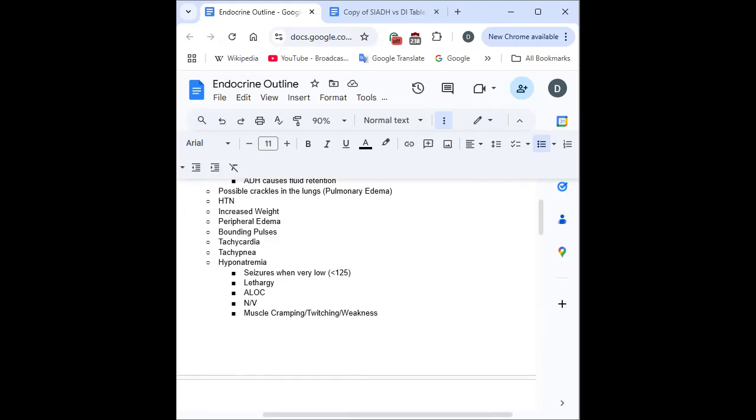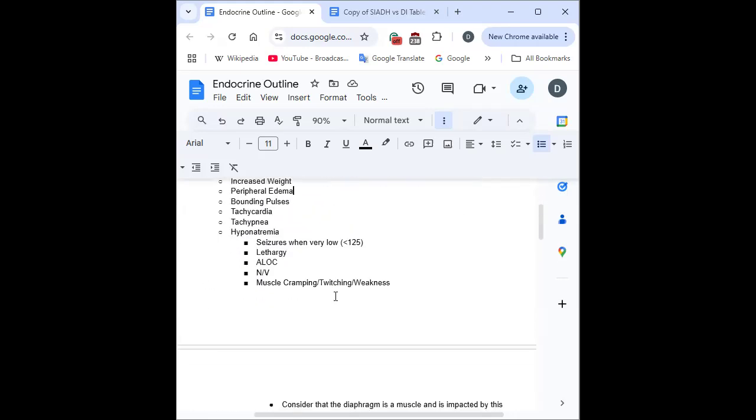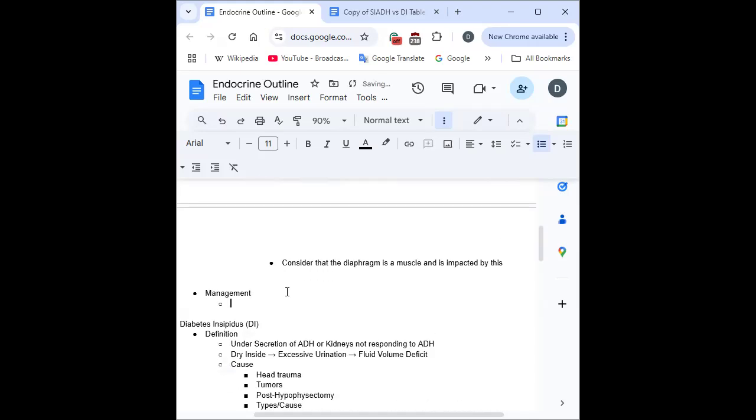That should be pretty much it in terms of your possible assessment. Now, in terms of management, a lot of this is going to deal with your fluid and electrolytes. So let's break it down into managing symptoms versus managing some of the more dangerous things. So how about treatment of hyponatremia? How would you manage it?